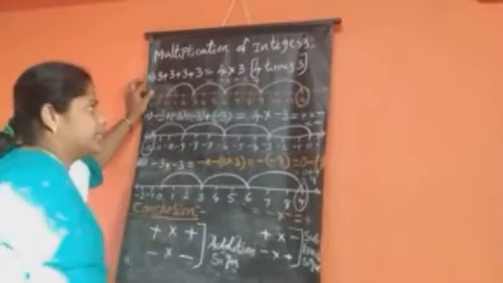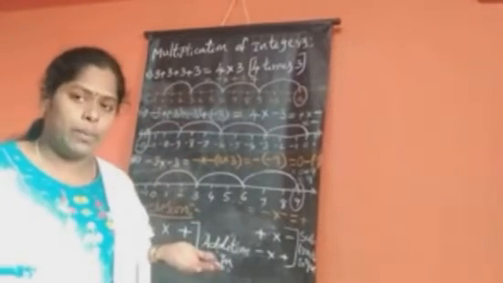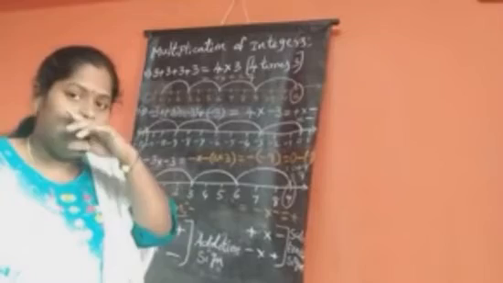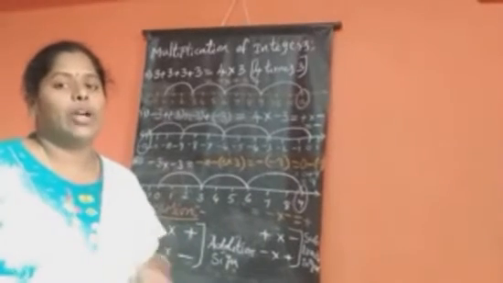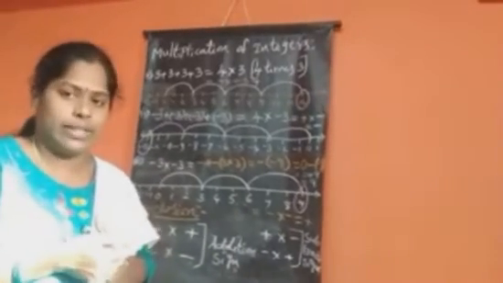12 is the answer. Here we can conclude that if we add a positive number to a positive number, we will get a positive answer. And also we multiplied positive numbers, both having the same sign, so we will get a positive answer.